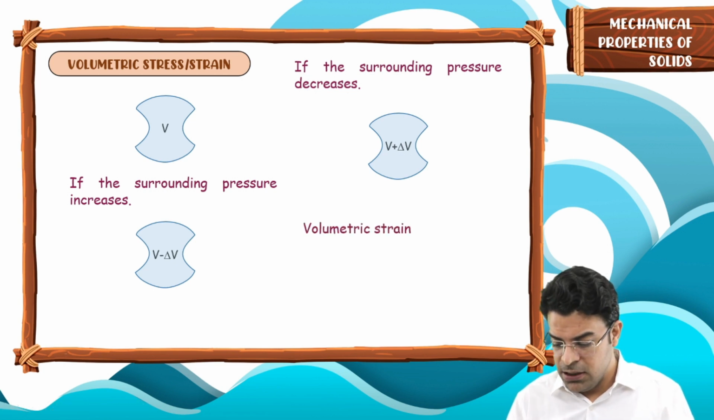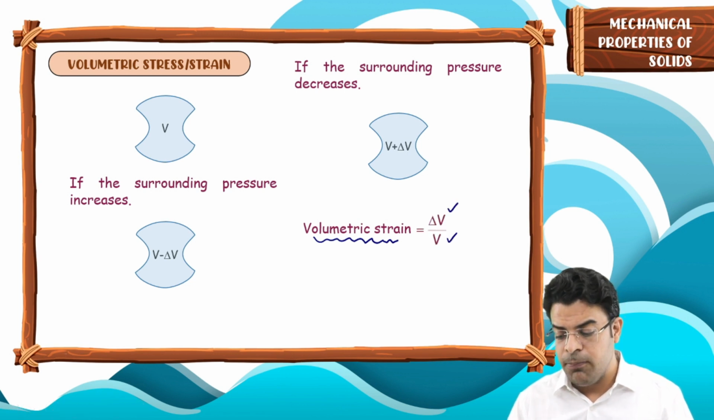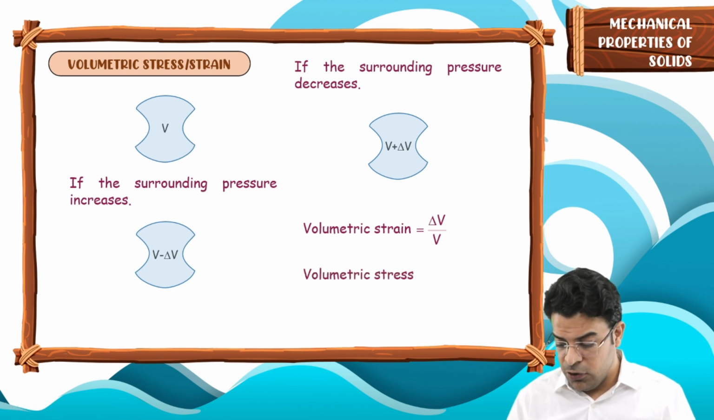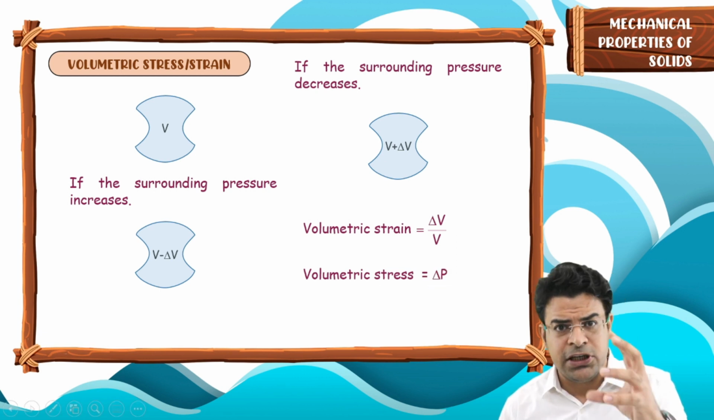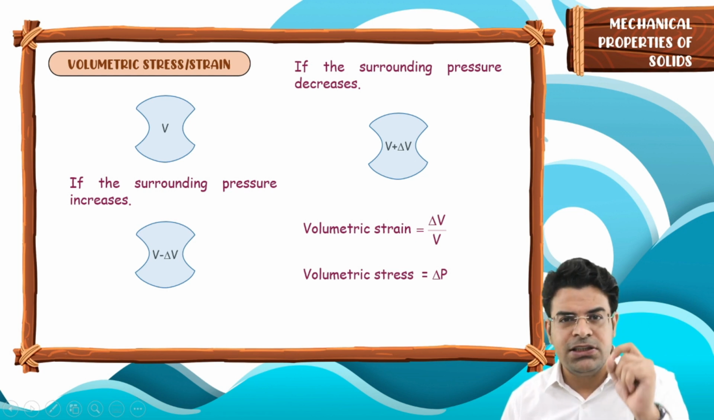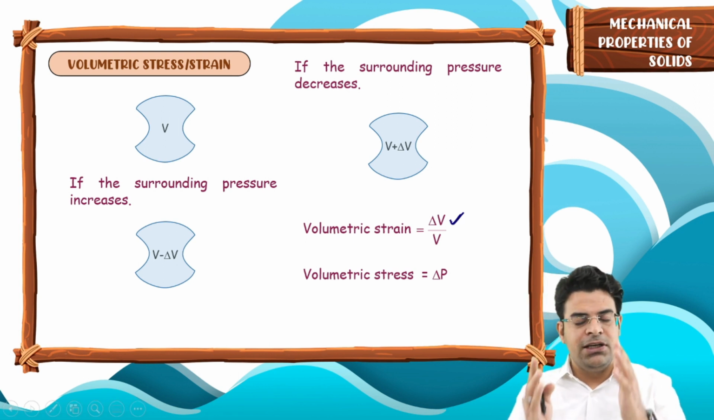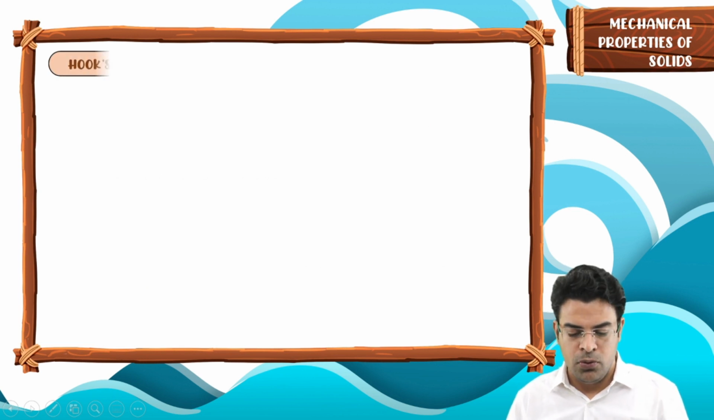Now we say that the volumetric strain produced is nothing but the change in volume upon the original volume. And the volumetric stress is nothing but the change in pressure. Change in pressure of the surrounding creates a volumetric stress which changes the volume of this body, and due to the change in the volume of the body we say that a strain is created, and this strain is called volumetric strain. So now let's move on and talk about Hooke's law.